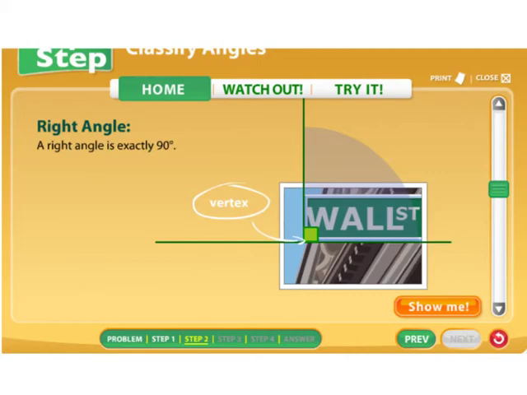Next step, the right angle. A right angle is exactly 90 degrees. Whenever you see that small square inside the vertex, it's a right angle. It can look like a capital L. And it can go on the other side too. This is also a right angle on this side.